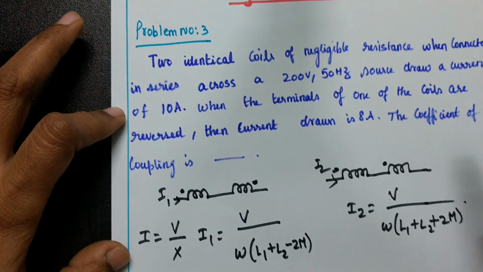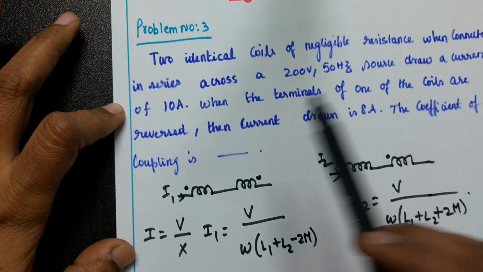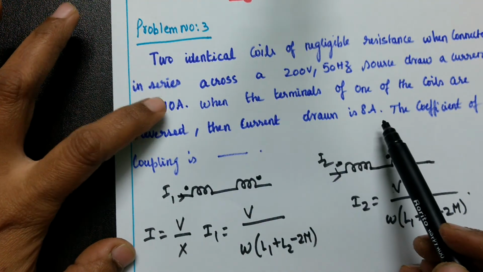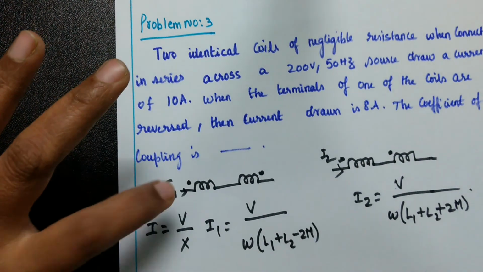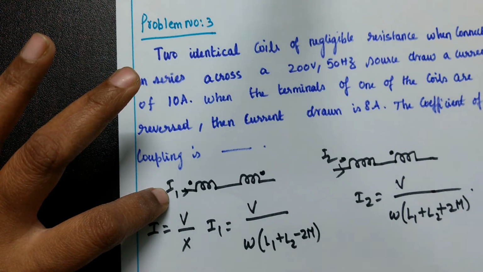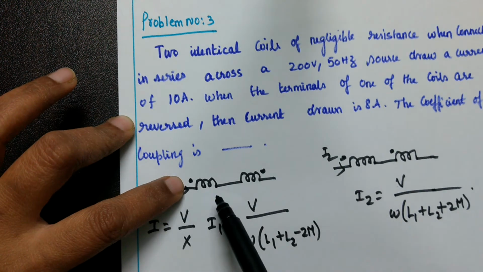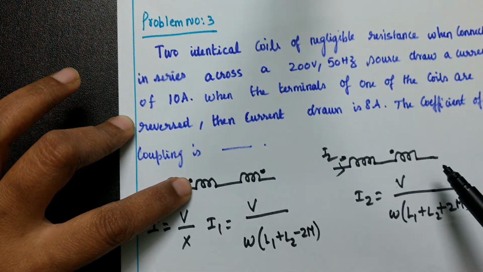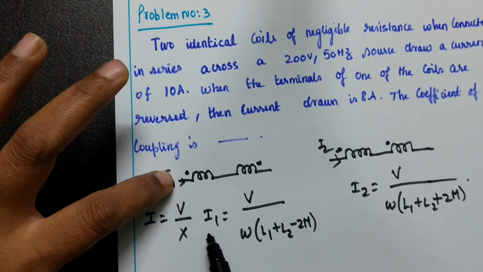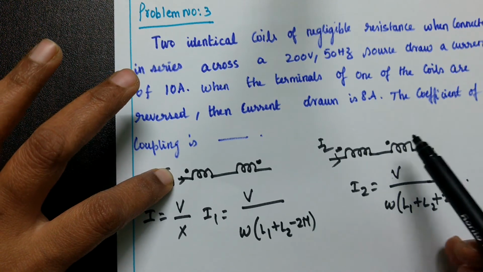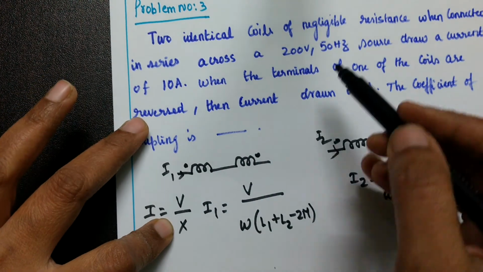The first connection draws a current of 10 amps, and when the terminals are reversed, the current drawn is 8 amps. So 10 amps is greater than 8 amps. So we can find that series opposing is the first connection, and after this the connection is reversed. Series opposing is the first connection, series aiding is the second connection. I1 is the current for the series opposing connection, I2 is the current for the series aiding connection. So I1 we take as 10 amps, I2 as 8 amps.